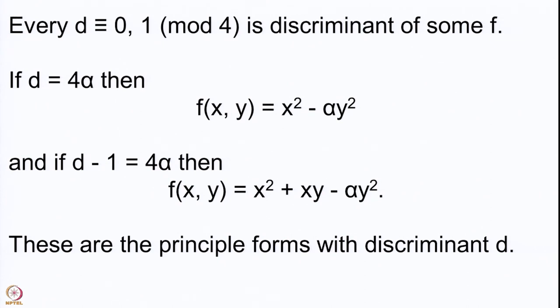So these are the forms we would associate naturally to these discriminants, and so they have some names. These are called principal forms with discriminant D. So whenever we have a discriminant D and we talk about the principal forms associated to D, you should immediately see whether D is 0 mod 4 or 1 mod 4. If it is 0 mod 4, you write down the corresponding form. If it is 1 mod 4, you write down the corresponding form. Those are the principal forms. So every number 0 or 1 modulo 4 occurs as the discriminant of some form. Moreover, you can choose this form to be the simplest looking form, and they are called the principal forms of discriminant D. Let's go ahead and do some examples.